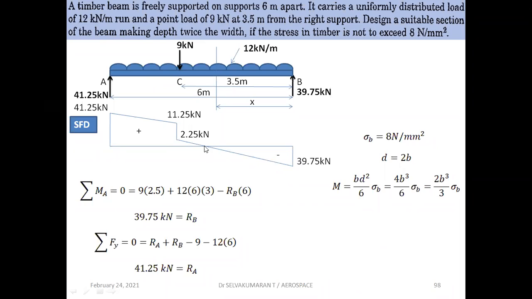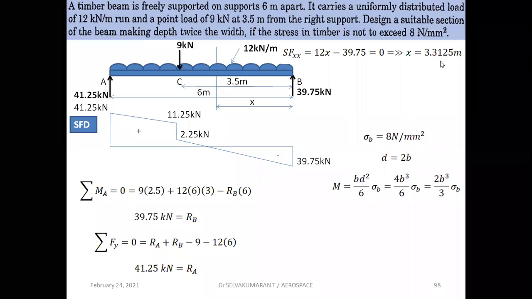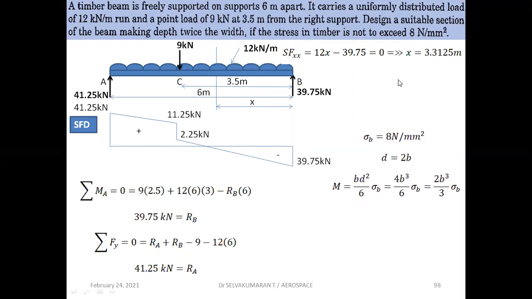Now I want to find out this location. Zero shear force occurs between C and B, or in other words, maximum bending moment occurs between C and B. So how to determine this location? We have to write down the shear force expression about section XX. Right side of the section, upward is negative, downward is positive. So 12 into x minus 39.75, equated to 0, you get x to be 3.3125 meter. This is the location of zero shear force or location of maximum bending moment.